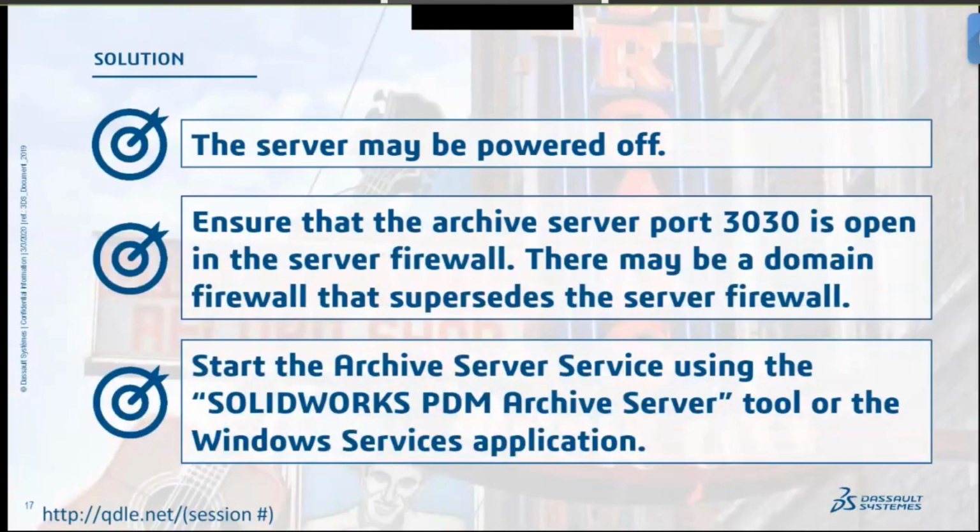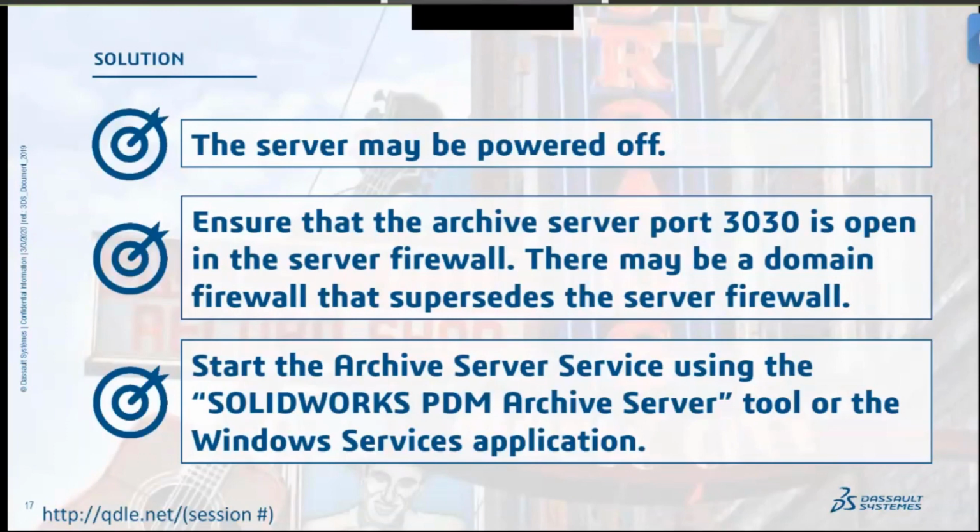Another not so typical cause is that maybe the port is actually being blocked. Inside of the PDM archive services, we typically rely on port 3030, and this is usually set on the server firewall itself. The domain firewall could actually be enabled, which would supersede the server firewall. Another application could be accessing that port, which means that PDM can no longer access it, or the local server firewall could be blocking that port. Either way, if there's any communication disconnect, we're not going to be able to access that server, and we're going to see that error pop up.